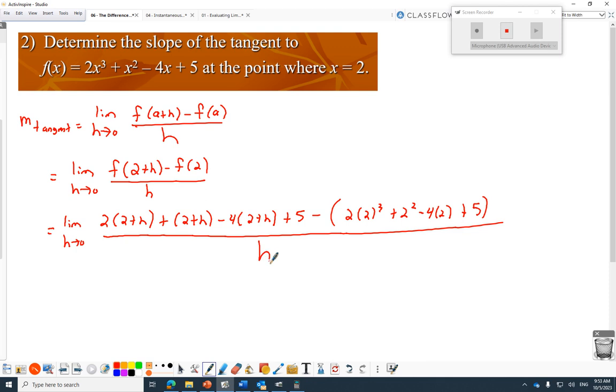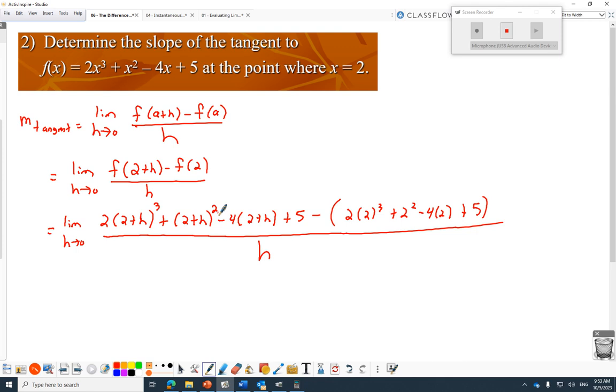Oh, I forgot the cube. And I forgot a squared. That's the kind of mistake you're going to make all the time on these. Now here's what I do. And you're going to do them so many times, you're going to get so good at these, it's ridiculous.